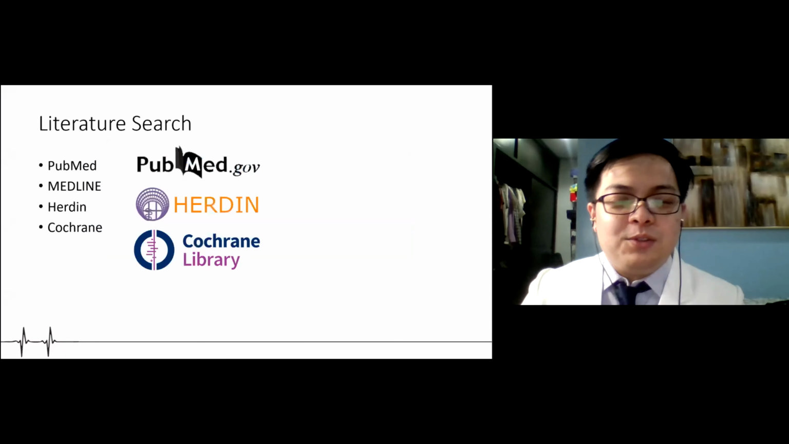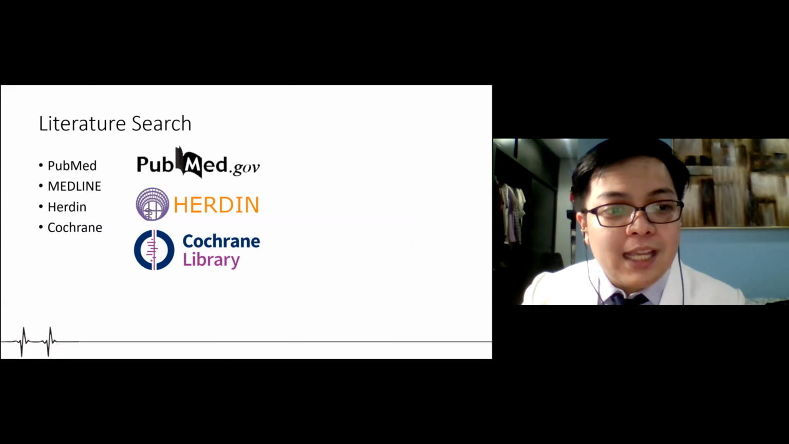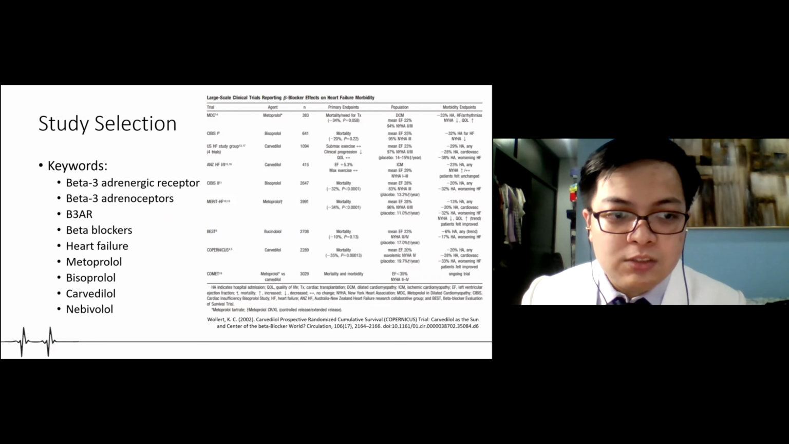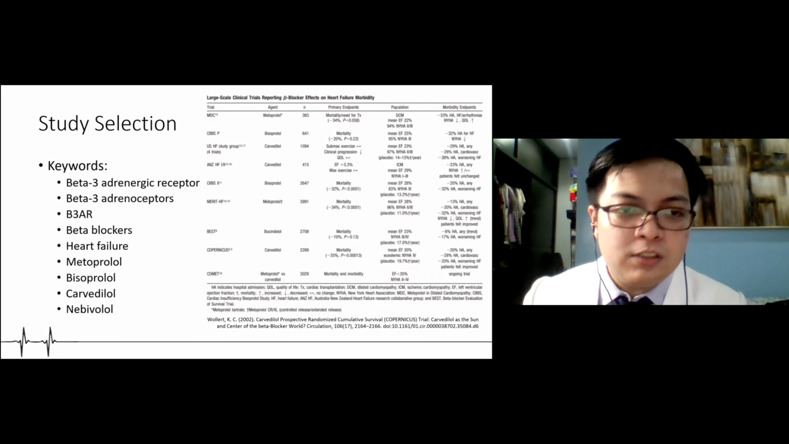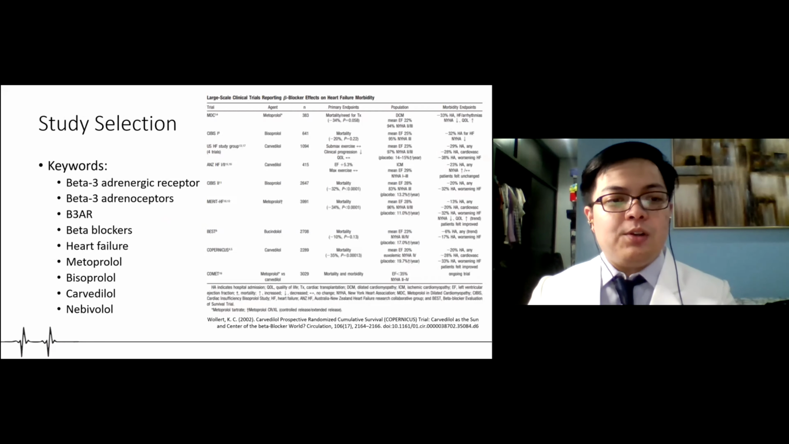So for our literature search, we've used PubMed, Medline, Cochrane, and Herdin, and then for our study selection, we've keyed in the following words: beta-3 adrenoreceptors, selected beta blockers such as your metoprolol, bisoprolol, carvedilol, and nebivolol, and heart failure.